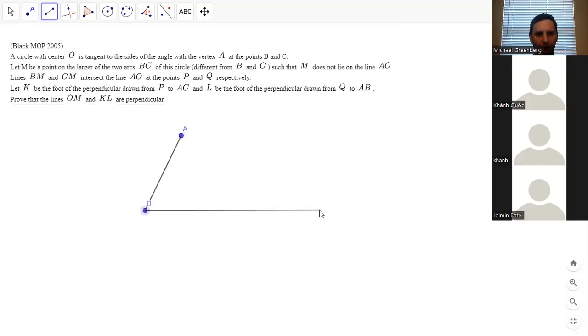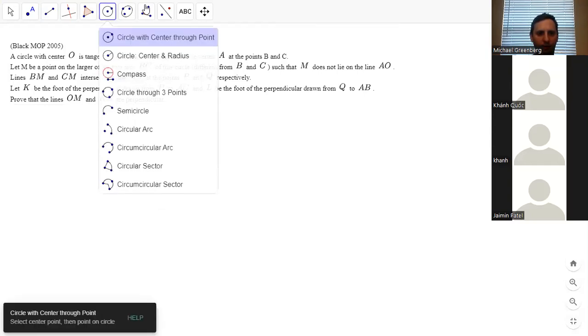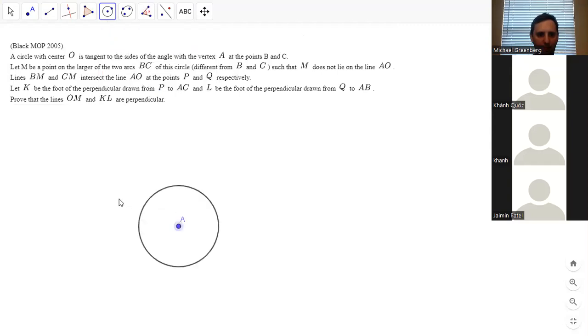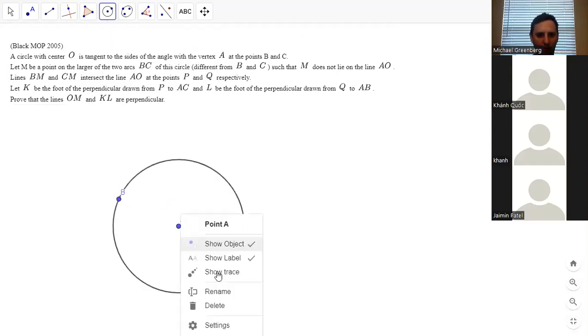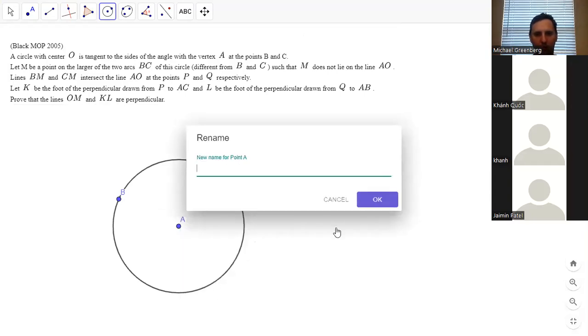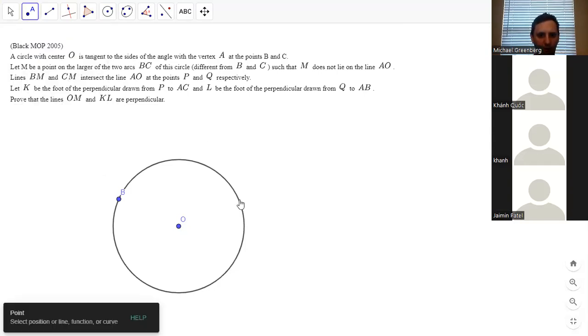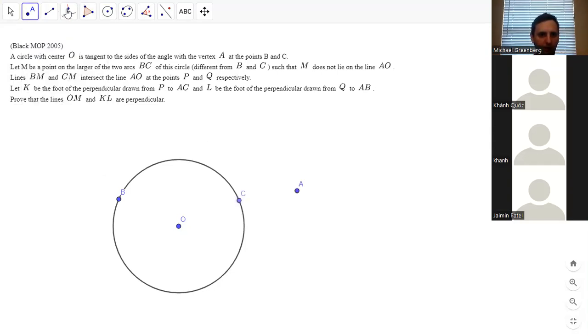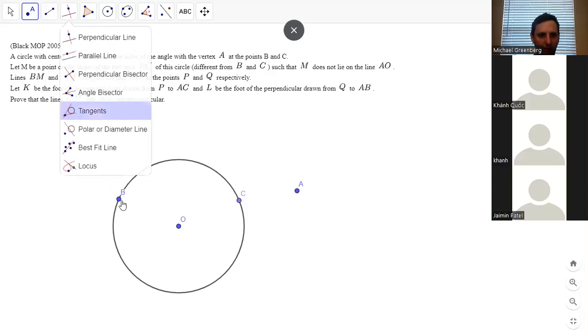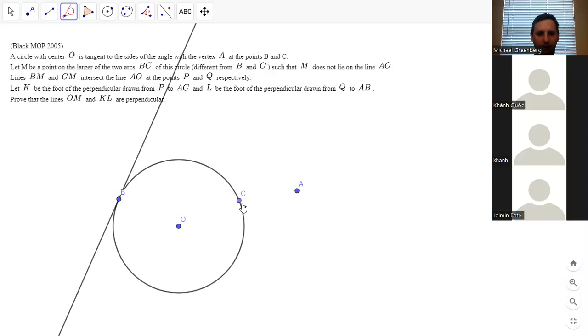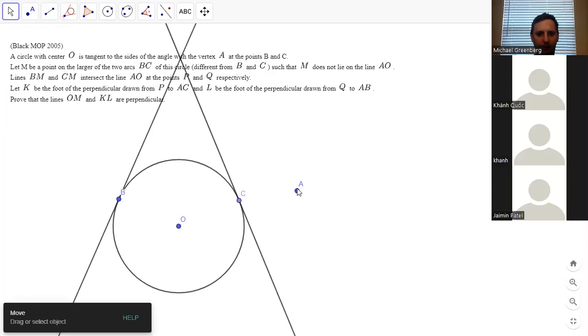Circle with center O is tangent to this. Okay, so really, here's how we do it. Draw a circle with center O. So let's call this O. And let's draw the tangents at B and C. Yeah, I think this problem is probably pretty easy. It's probably just like projective geometry. But I think the next couple get a little harder.